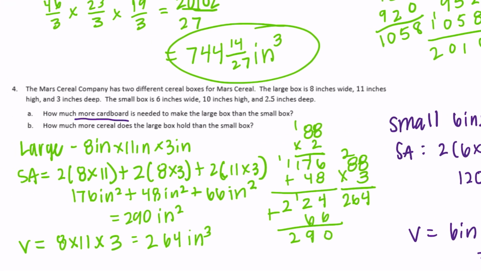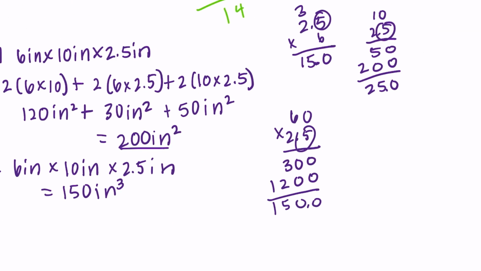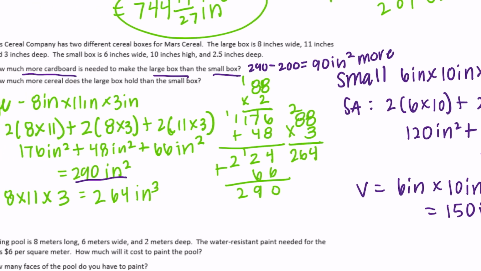So how much more cardboard is needed to make the large box than the small box? So to make the large, it was 290. To make the small, it was 200. So 290 minus 200 is 90 inches squared more cardboard.